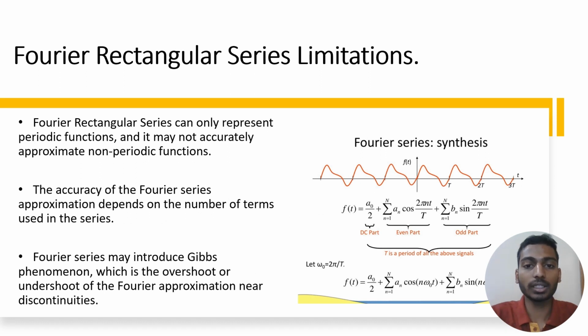Fourier rectangular series limitations. Fourier rectangular series can only represent periodic functions and it may not accurately approximate non-periodic functions. The accuracy of a Fourier series approximation depends on the number of terms used in the series. Fourier series may introduce Gibbs phenomenon, which is overshoot or undershoot of a Fourier approximation near discontinuities.